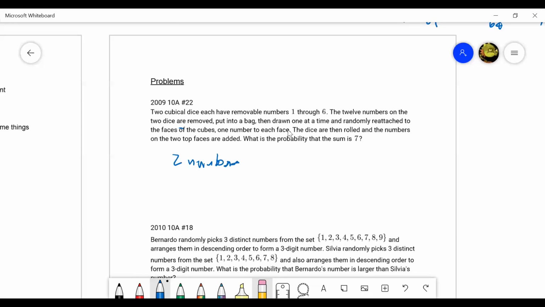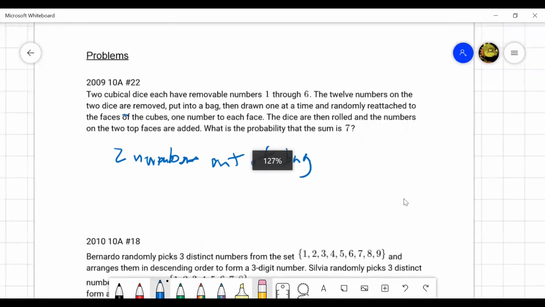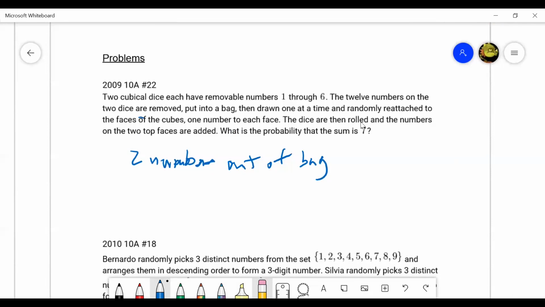I want to note that there is no replacement. So after you take a number out of the bag, you can't get that exact same number again. And now we can actually go to solving this problem.